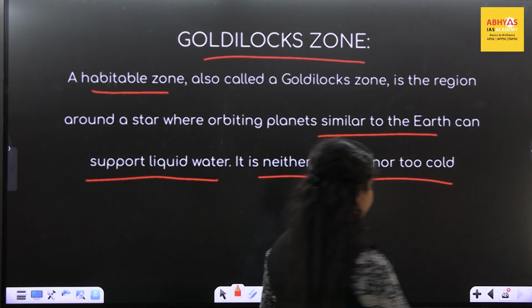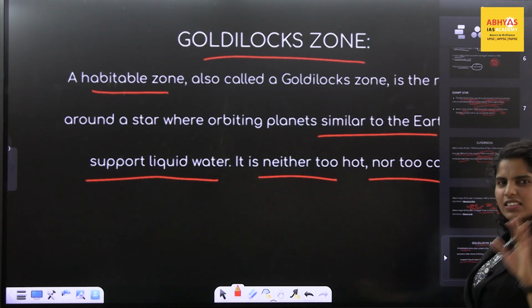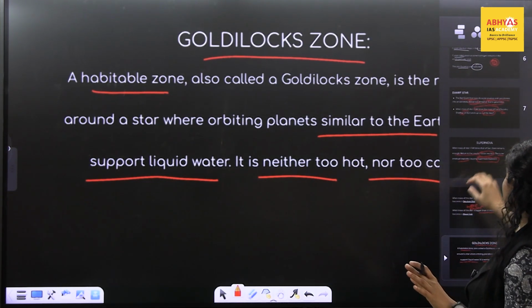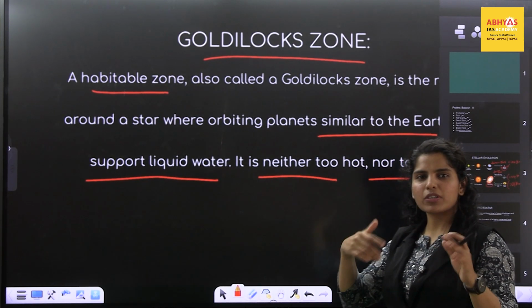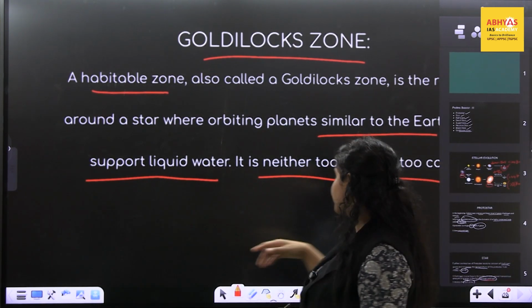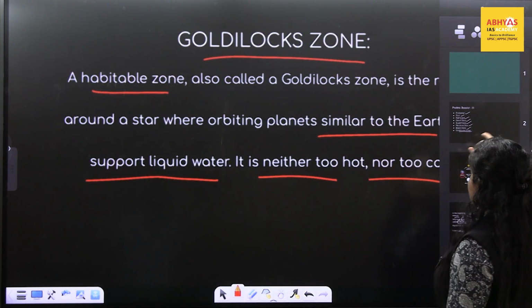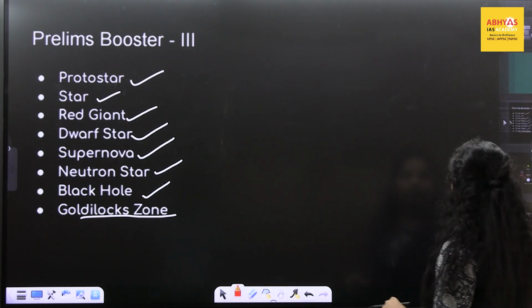Hope this is clear. So yeah, that's it in this session. It's a very small session, just to have clarity about all these terms. We keep studying but we forget. So let us just go to the index and check.